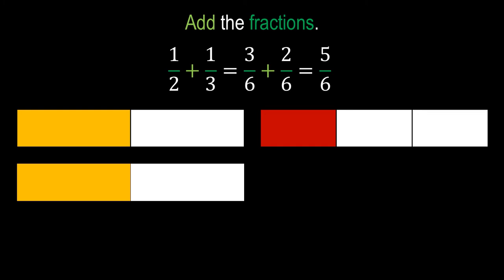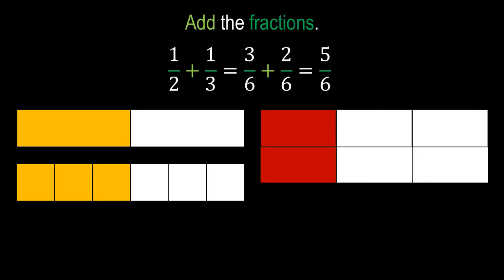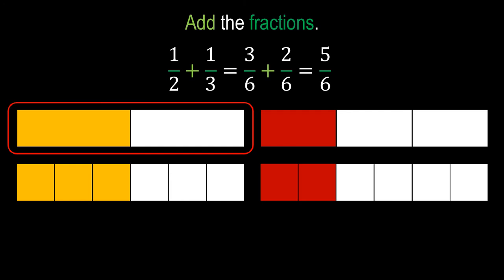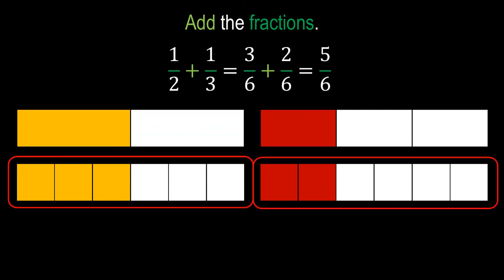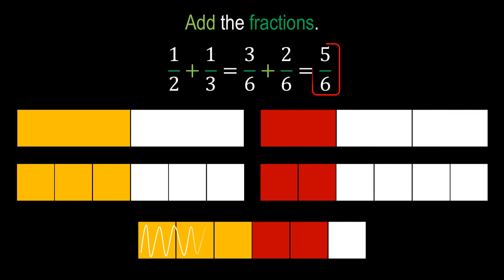Now we are dividing each piece of this strip into 3 more pieces, as this strip has 3 pieces, and dividing each piece of this strip into 2 more pieces, as this strip has 2 pieces. Now we have 6 pieces in both the strips, so we can simply add them. Adding them together gives us a total of 5/6, which was the answer we already found in the previous step. So this is how we add fractions with denominators which are not factors and multiples of each other. Now let's summarize what we have done.